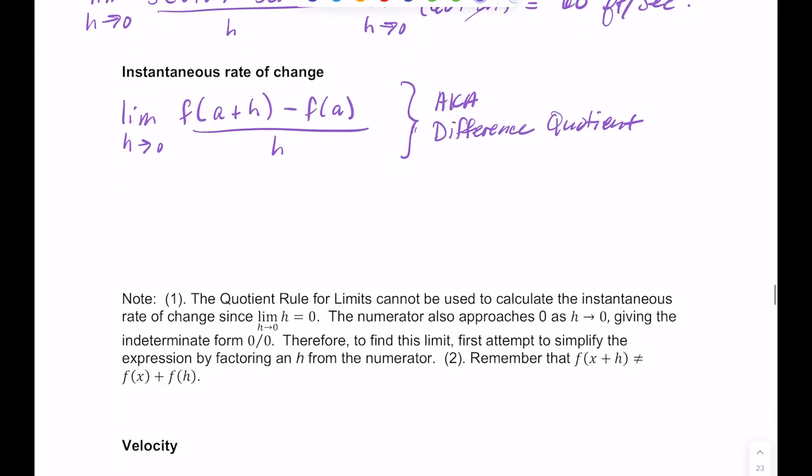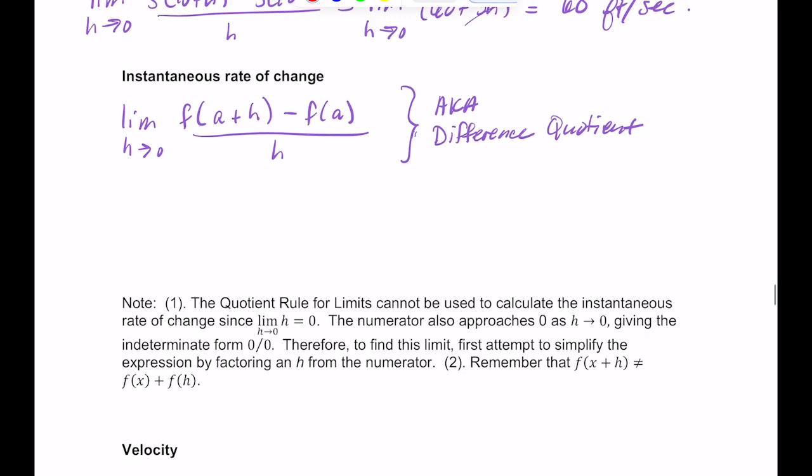But make sure you take note of the following. The quotient rule for limits that we talked about in 3.1 can't be used to calculate the instantaneous rate of change. So this looks like the quotient rule, but the limit as h approaches 0 of h is actually 0, so the numerator also approaches 0 as h approaches 0. You would end up with an indeterminate form. So that's why we can't use the quotient rule.